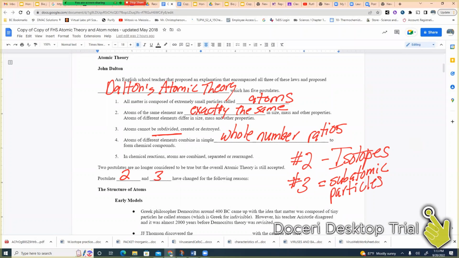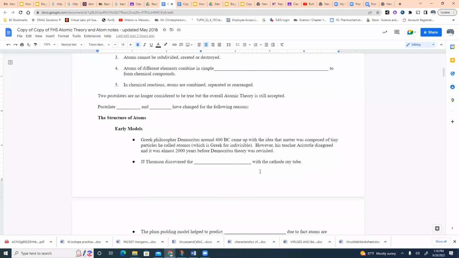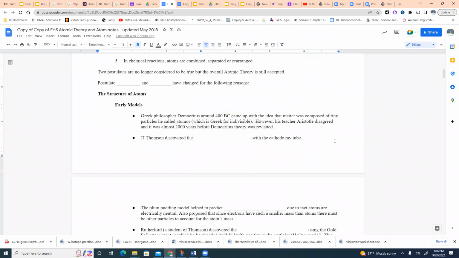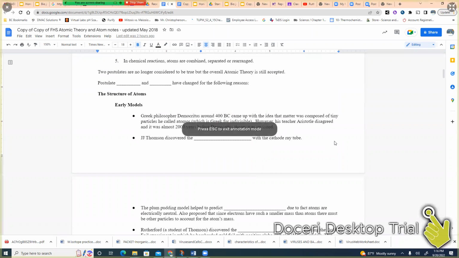Right, structure of the atom. So we know good old Democritus, a long time ago, 400 BC, came up with the idea that matter was composed of tiny particles called atomos. And we continue to use that, just changed up a little bit. His teacher, Aristotle, disagreed. But people believed Aristotle instead of Democritus because he was a teacher, but really it was Democritus who was correct. J.J. Thomson discovered the electron.